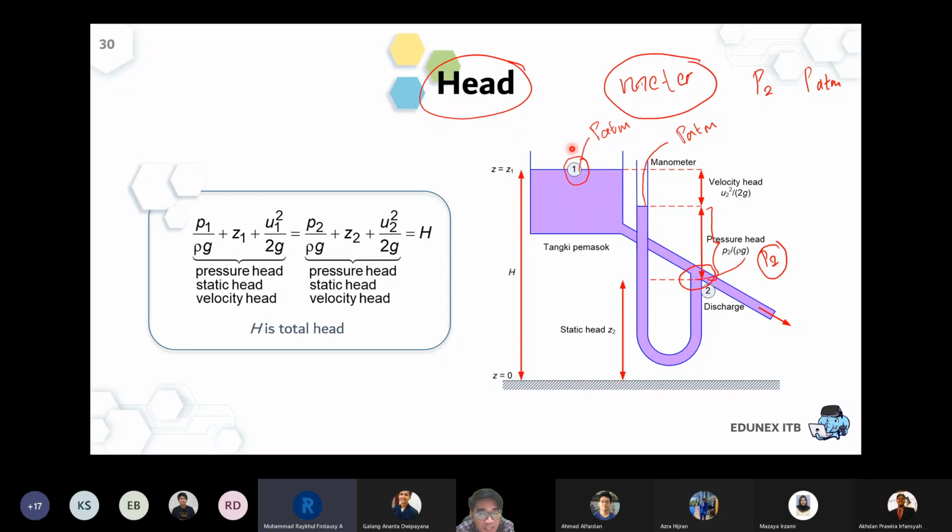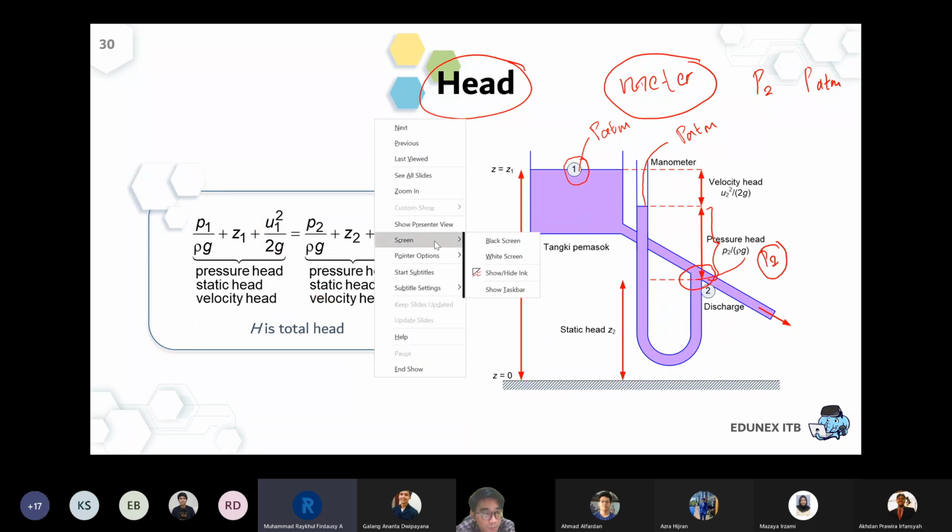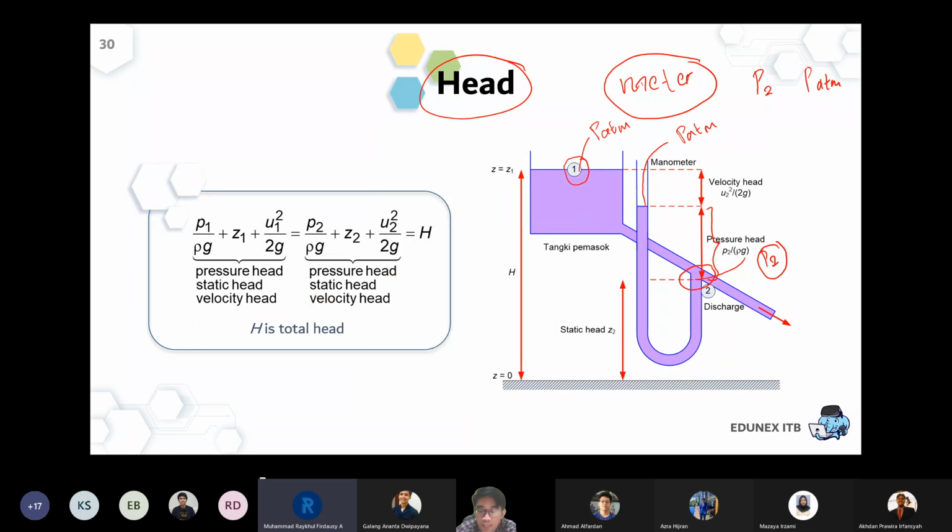Di sini kan karena tangkinya sangat-sangat besar, since the tank is very big, you can assume there is no movement of water. It means the velocity head or the velocity or the kinetic energy will equal 0. Yeah, I hope you can understand. So the pressure comes from the atmospheric pressure, the head comes from Z1, and then U1 will be equal to 0 because there is no movement at point 1.